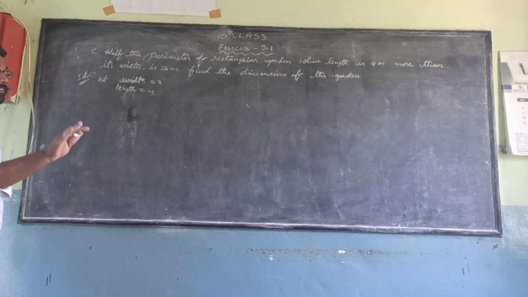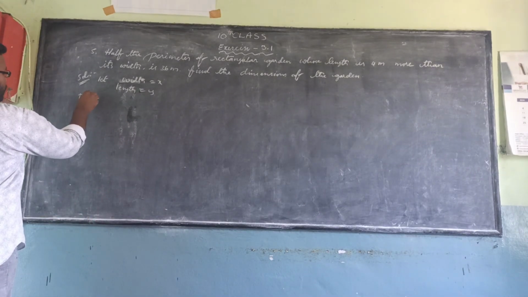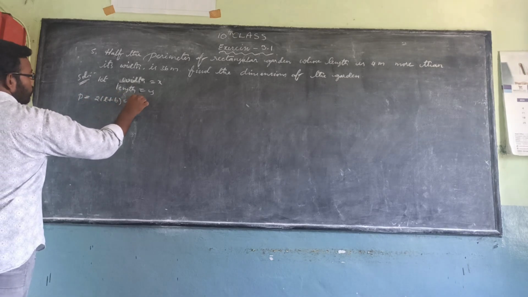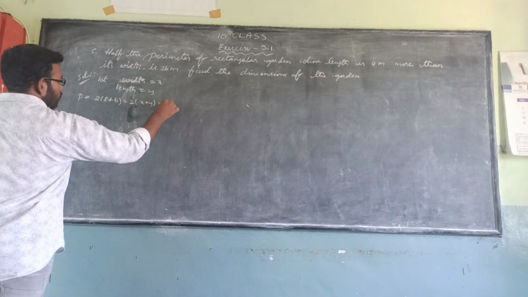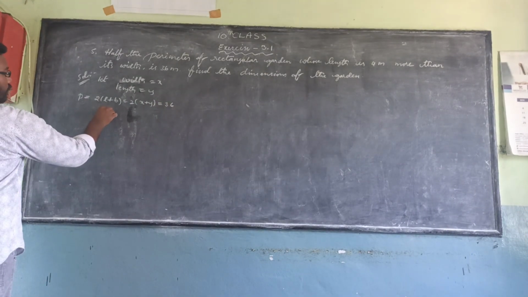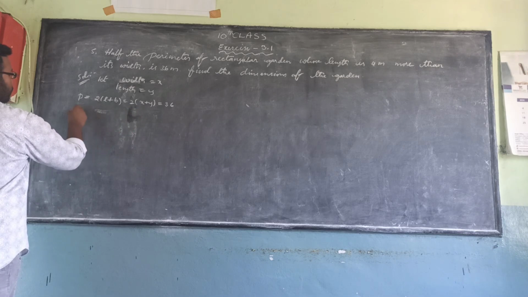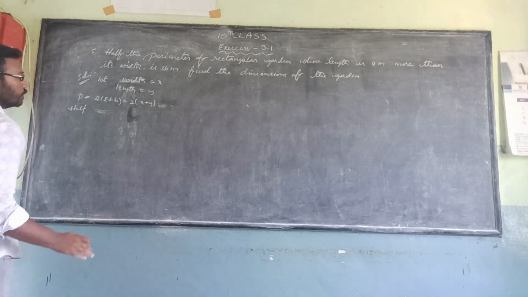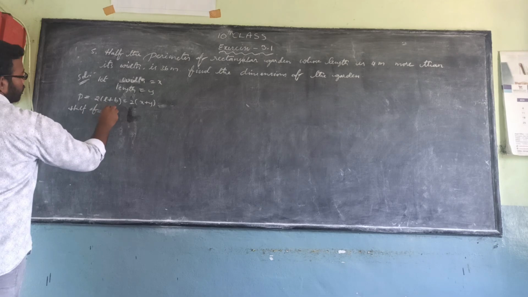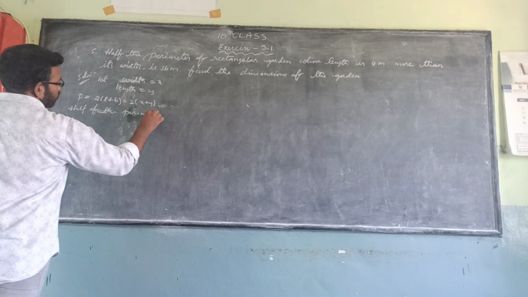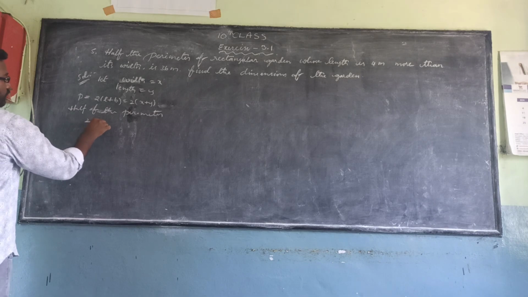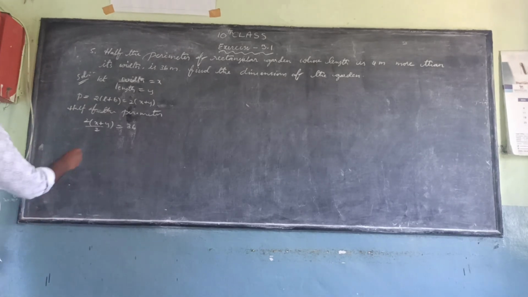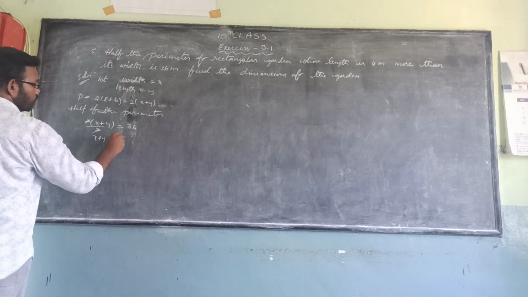Given the half of the perimeter, we know the perimeter formula 2 into L plus B, that is equal to 2 into x plus y is equal to 36. Here half of the perimeter, that means 2 into x plus y by 2 is equal to 36. This is given. So 2 cancels, x plus y is equal to 36.